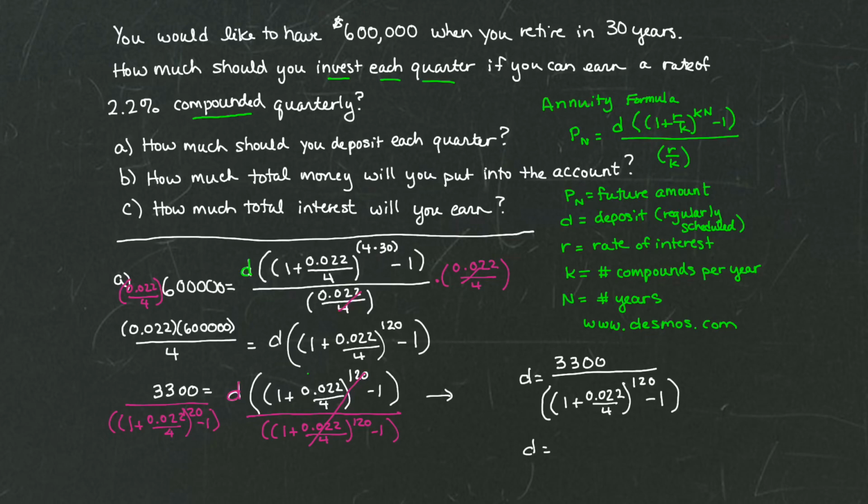You get D is equal to, and looking on my calculator, I get 3,543, and rounding to the nearest cent would be 45 cents. This is our monthly deposit that we need to make into our account. Not monthly deposit, but quarterly deposit. That completes part A.